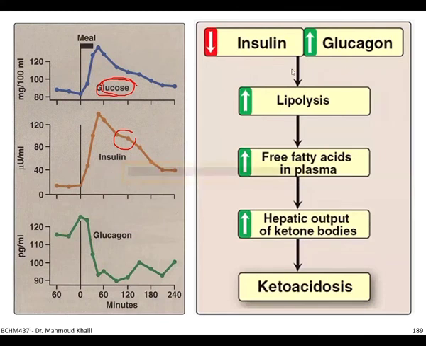You can see here how increasing glucagon and decreasing insulin will affect the process of lipolysis, and hence the release of free fatty acids, as well as the hepatic output of ketone bodies, which leads to ketoacidosis.